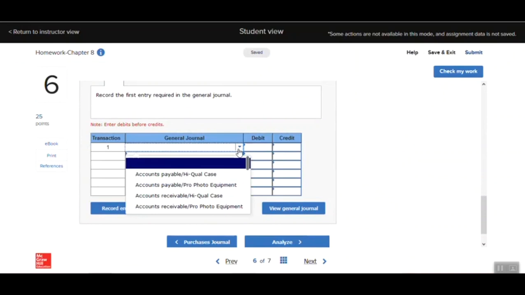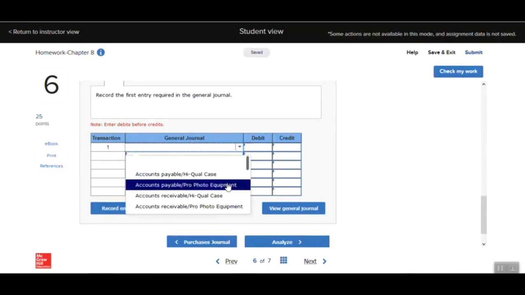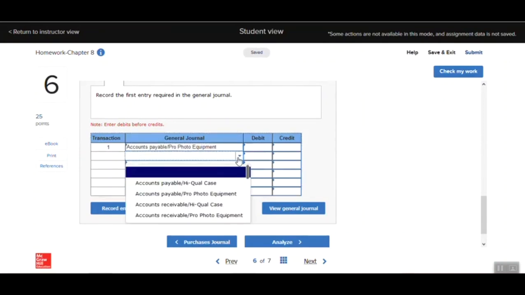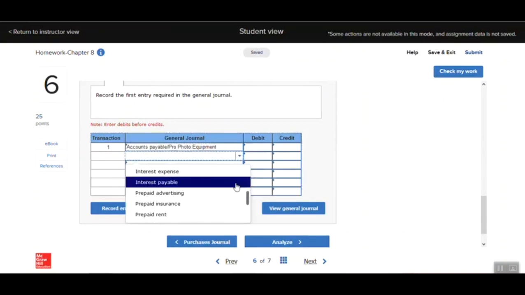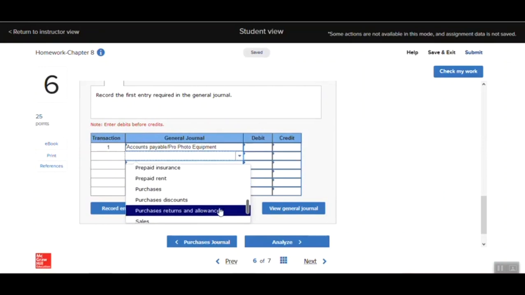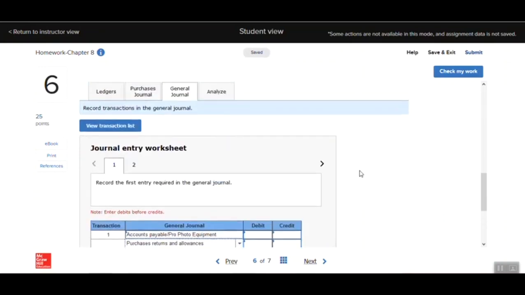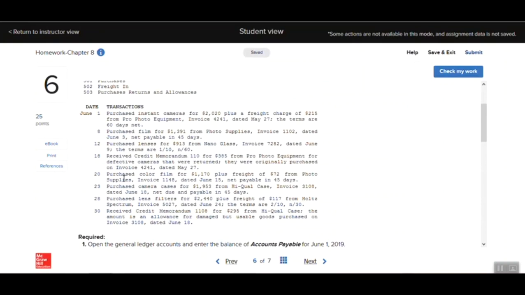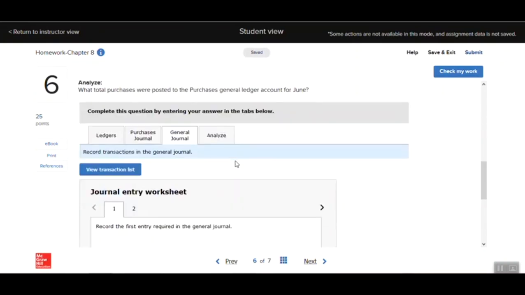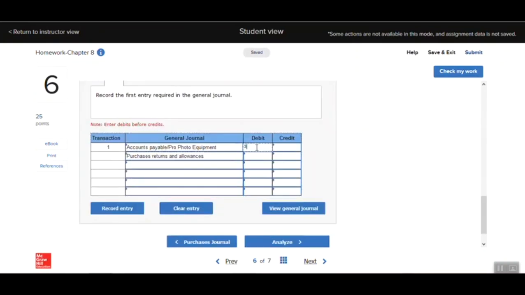So we're going to debit accounts payable to reduce the amount that we owe Pro Photo Equipment. And we're going to credit purchase returns and allowances. And let's see, how much was it? $385. So that's both our debit and our credit.